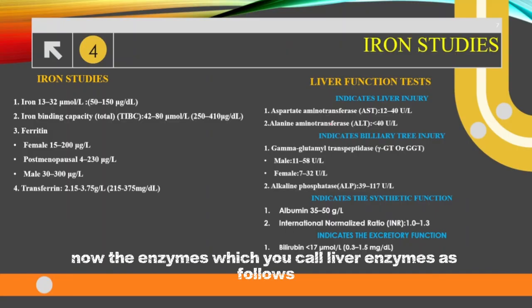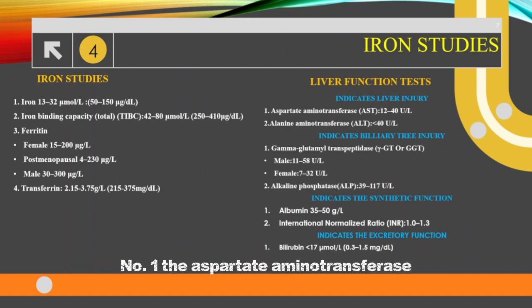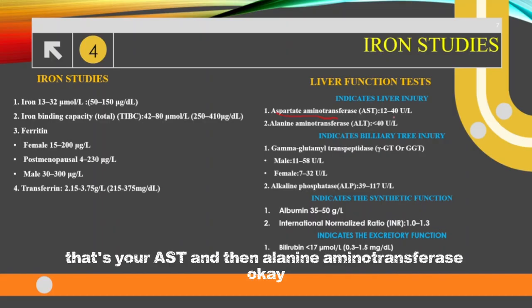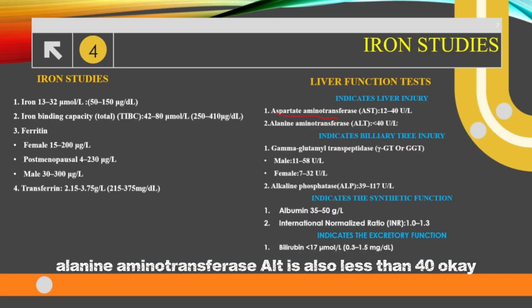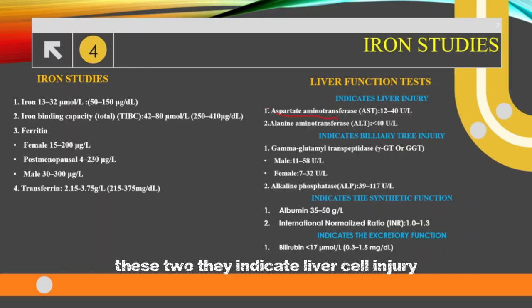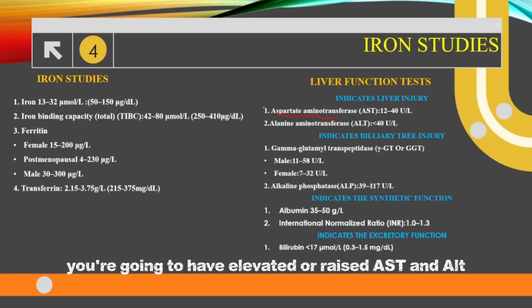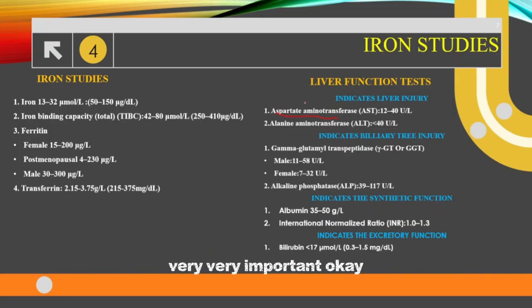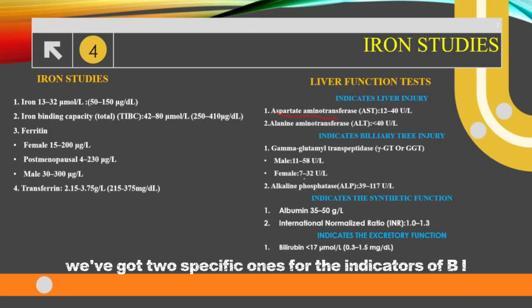Now, the enzymes which we call liver enzymes are as follows. Number one, aspartate aminotransferase, AST, and the normal is up to 40 international units per liter. Then alanine aminotransferase, ALT, is also less than 40. These two indicate liver cell injury. If the liver is injured or the hepatocytes are injured, you're going to have raised AST and ALT. Very important.